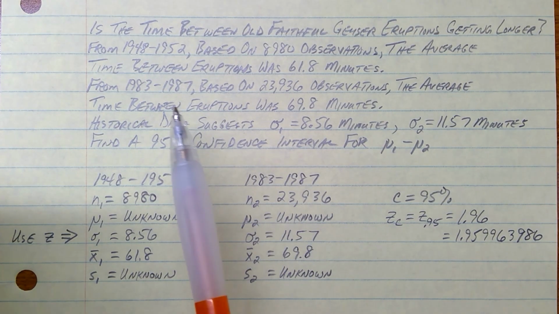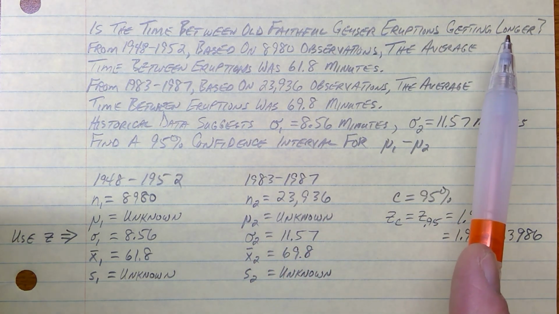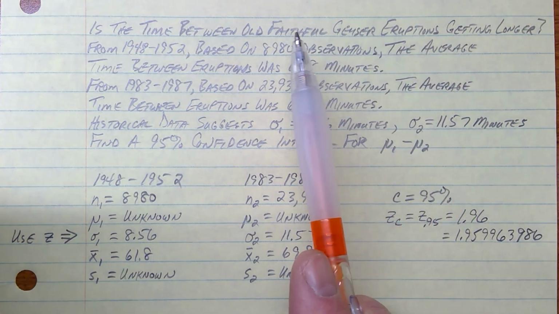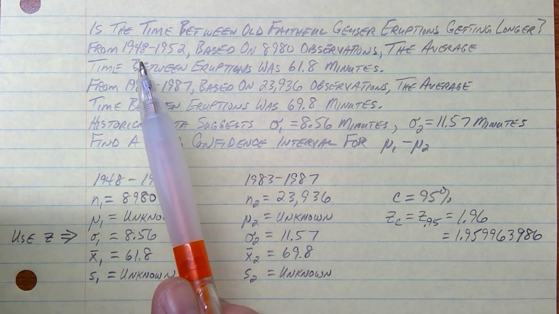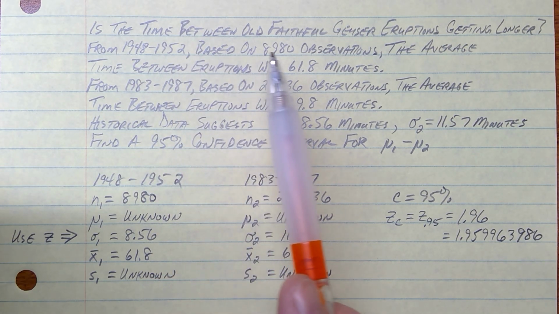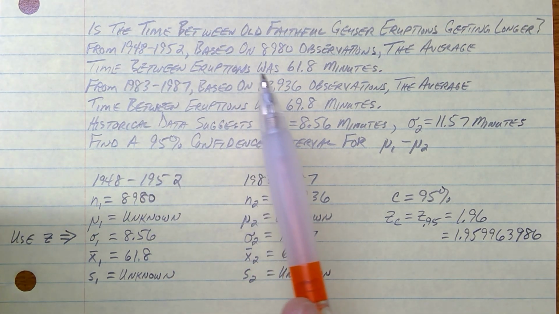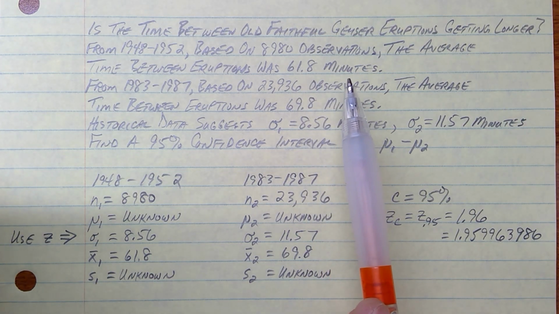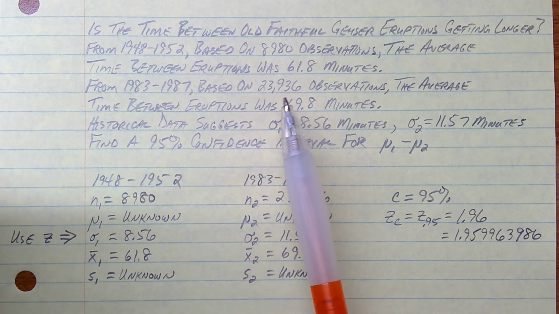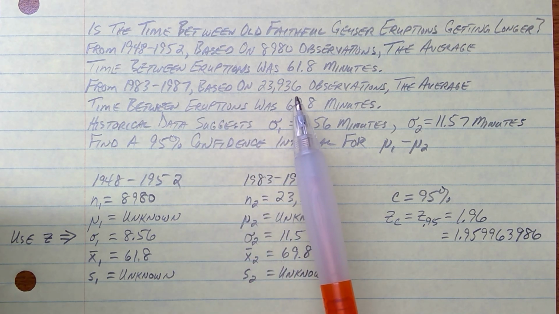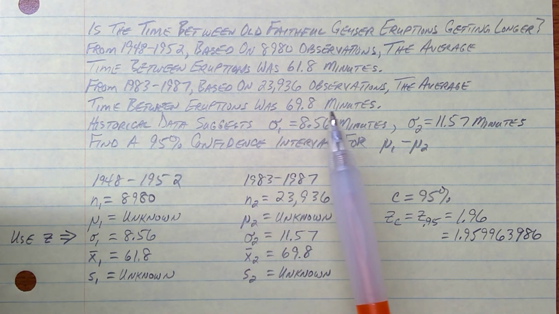All right, so let's try a problem here. Is the time between Old Faithful geyser eruptions getting longer? That's called an interval. They're measuring how long between eruptions, and they measured it over two different time periods. From 1948 to 1952, we observed it 8,980 times, and the average time between eruptions was 61.8 minutes. In another time period, from 83 to 87, they observed it 23,936 times, and the average time between those eruptions was 69.8 minutes.